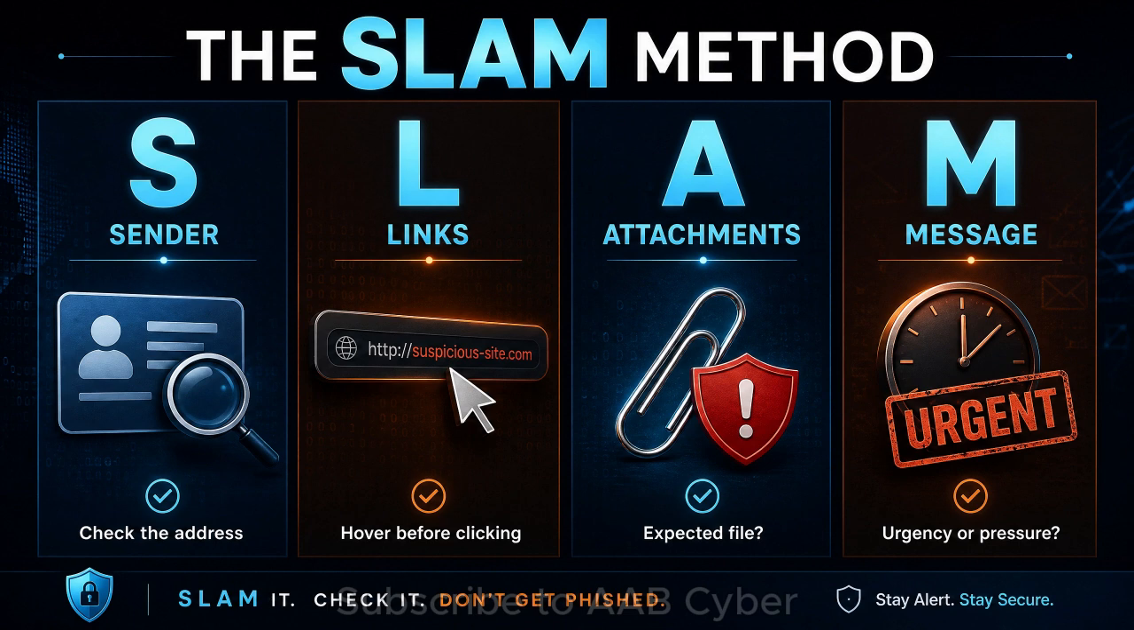A is for attachments. Were you expecting this file at all? An unexpected attachment is a major red flag. And M is for message. Does the tone push urgency, fear, or pressure to act immediately? If you remember just one acronym from this entire video, make it SLAM.